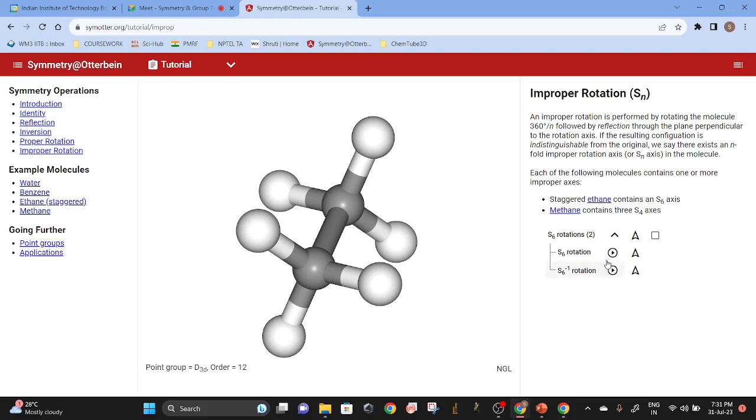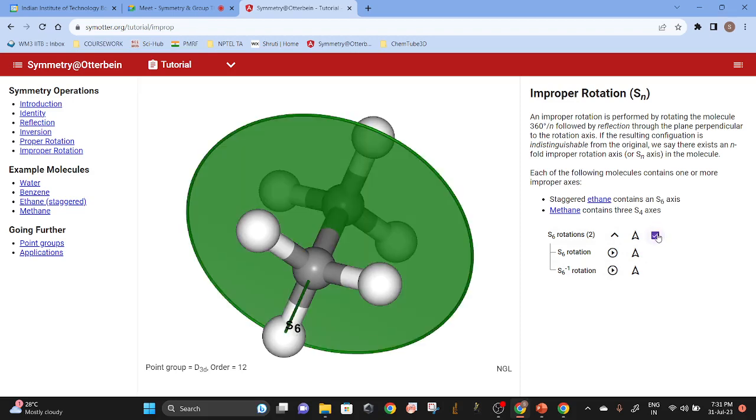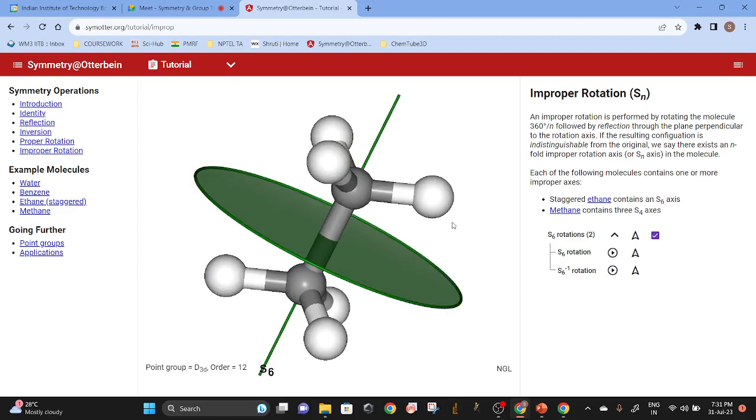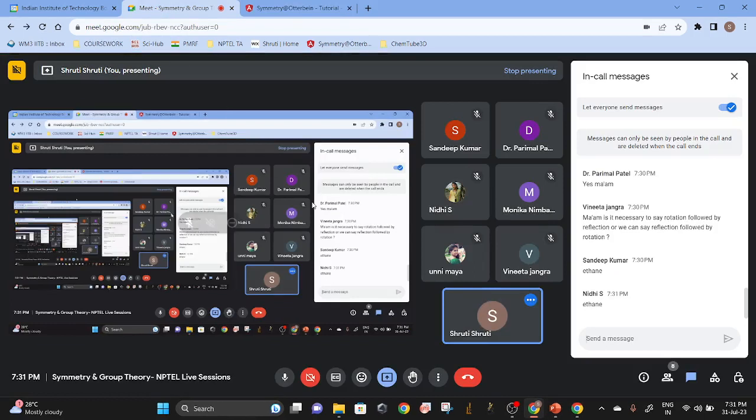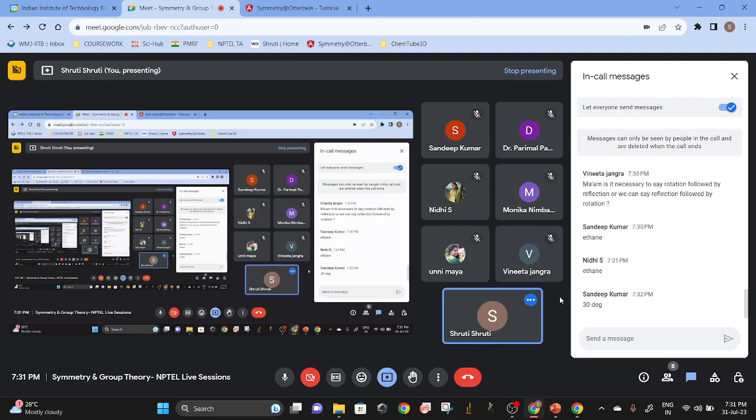So let's see if it has. Okay, so now it is showing the plane. The axis you can see in the green color, this is the S6 axis. S6 means rotation by how much? S6 means how much do we need to rotate? S6 means 360 by 6. 60 degrees it will be, Sandeep. 360 by 6.